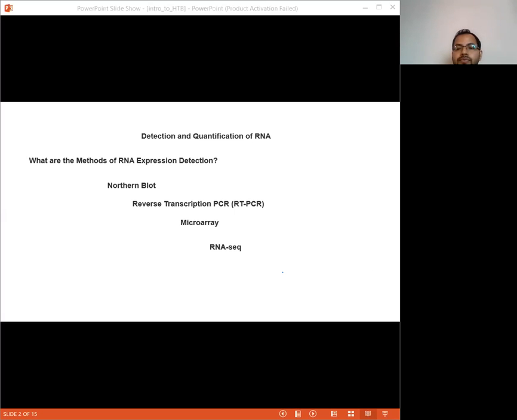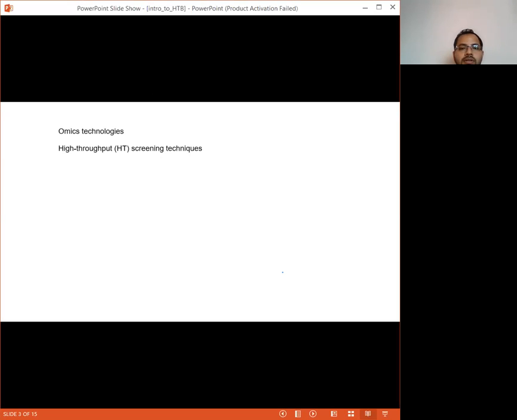Okay, so if you understood this, then I'm going to the next topic. Now, I told you about the omics technologies. Microarray and RNA-seq are examples of omics techniques, right? These omics techniques actually are required to be high throughput.